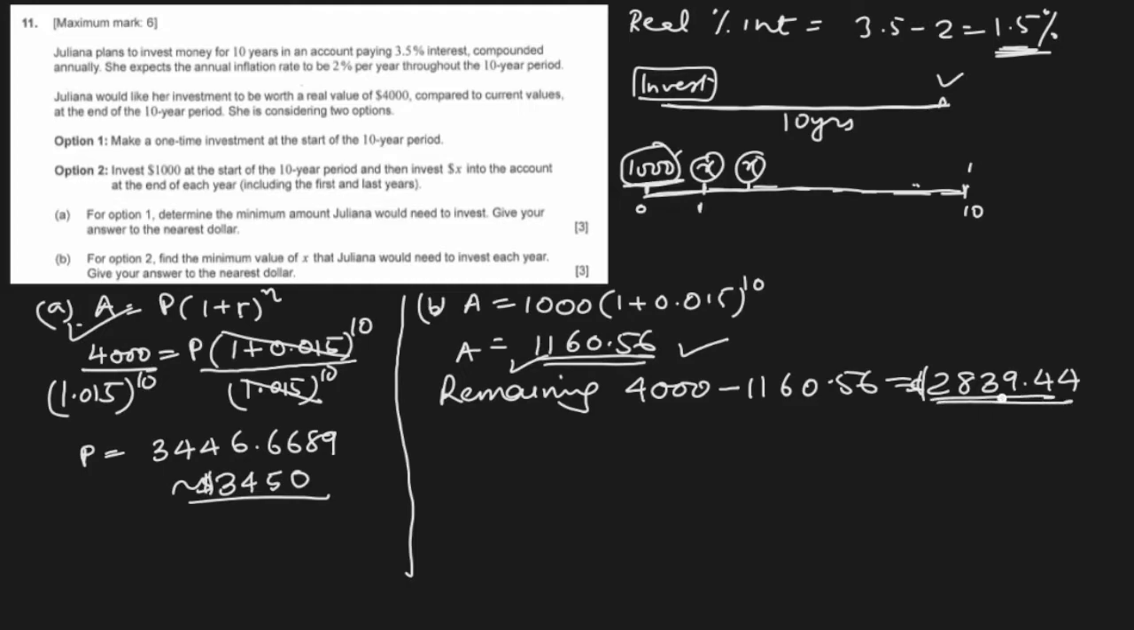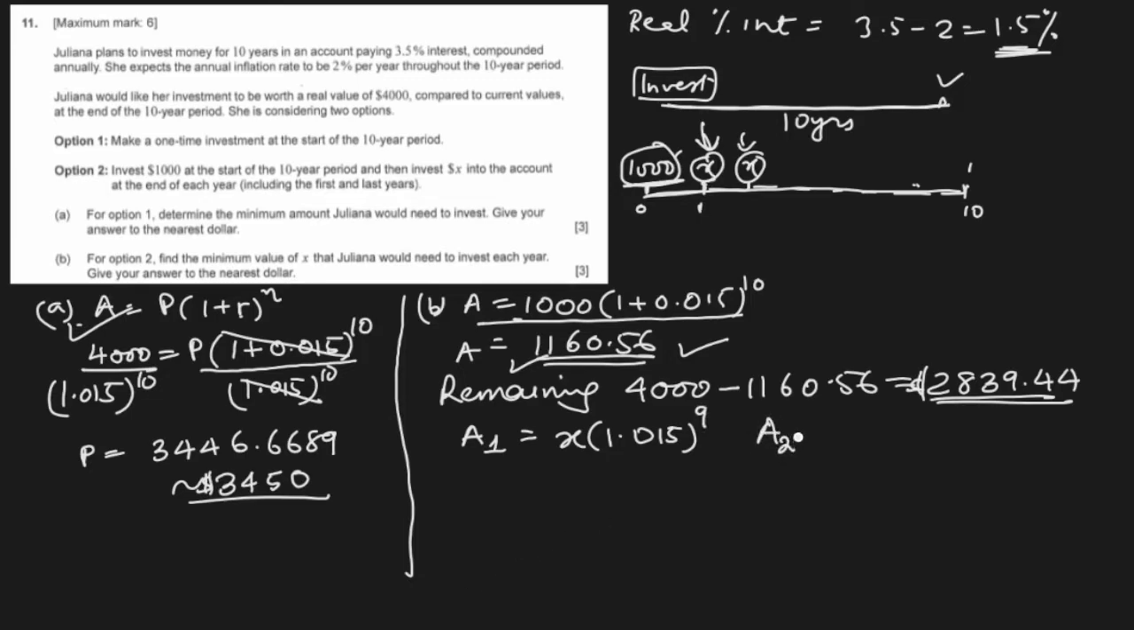This is what Juliana needs to earn from the investment she is putting in every year, right? So we will use the same formula for them but individually. So can I say that A1 will be the amount of this investment, this X she invests. So what will that be? X times 1.015 to the power 9 this time, correct?